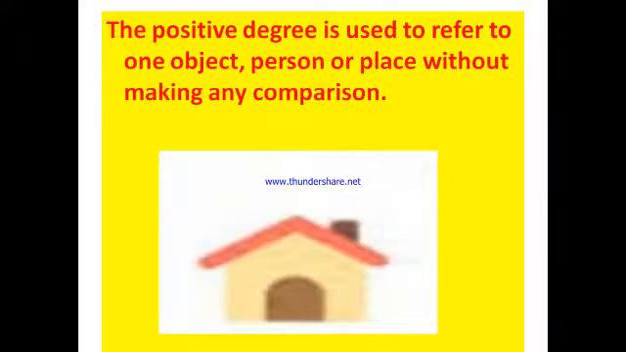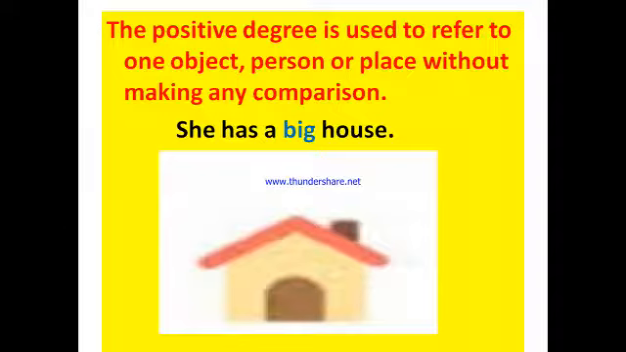The positive degree is used to refer to one object, person, or place without making any comparison. For example, she has a big house. Here, the adjective big is in the positive degree as we are not making any comparison in this sentence.